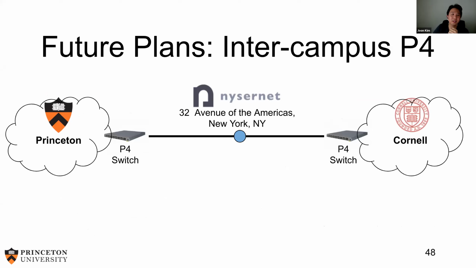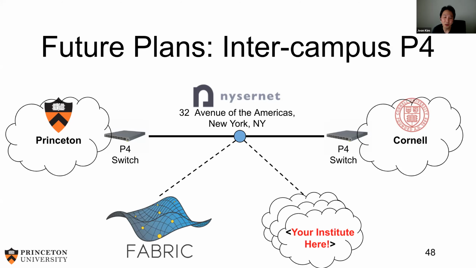Some future plans are to have a connection between Princeton and Cornell using NicerNet P4 switch fiber pack. We are also hoping that we can connect to the Fabric testbed network at some point, and hopefully other institutes can also join this testbed.